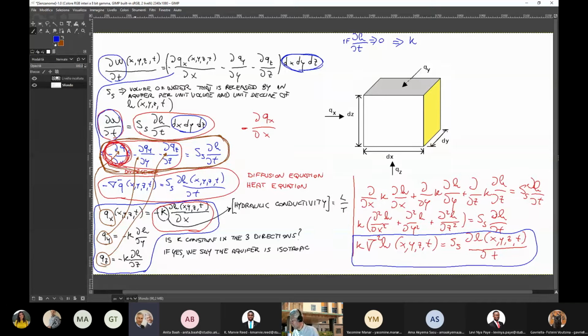Let me just move forward then. And I'm writing on the top right of the blackboard. So if the derivative of H with respect to time is 0, the equation reduces to K nabla squared H equal to 0. And this is the Laplace equation.